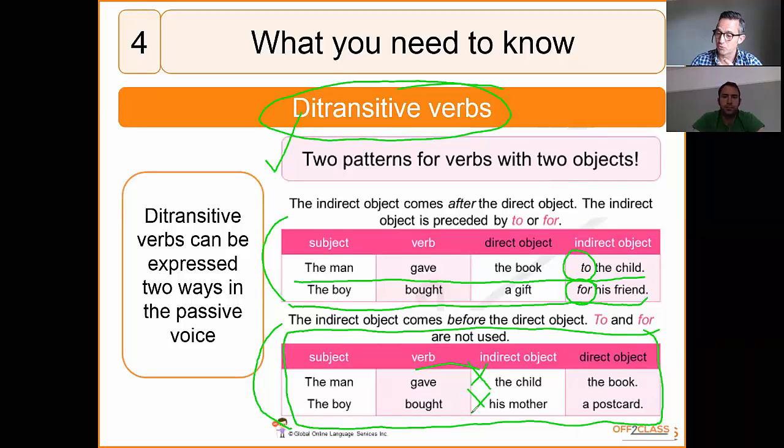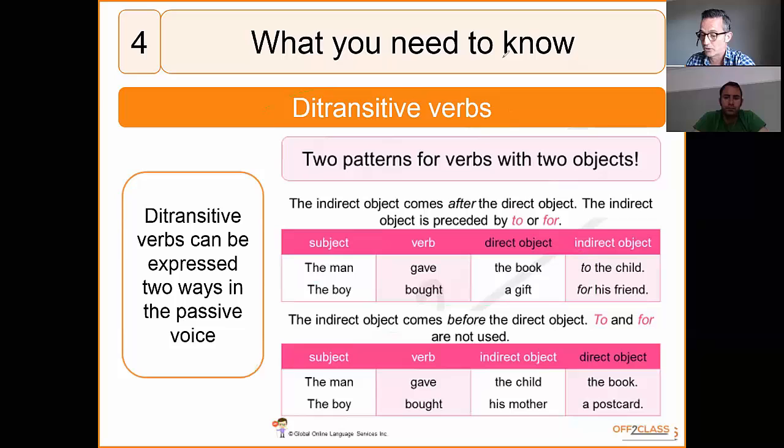Lots of students will struggle with this in the active voice, but they really need to be aware that these verbs are ditransitive so that they can understand it can be expressed two ways in the passive voice. If you have a look perhaps at the sentence about the man gave the child the book, as a native speaker, you can very quickly understand that there are two possible sentences here.